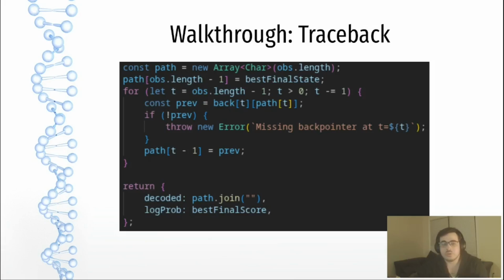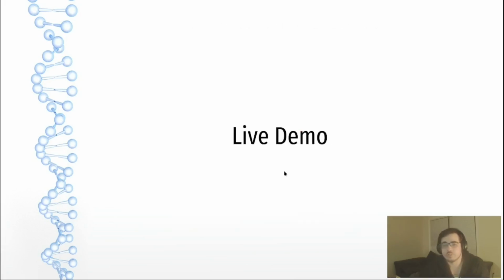Once the final state is known, traceback begins. The algorithm creates an array for the final path, places the best final state at the end, and then walks backward through the back pointer table. At each step, it follows the stored predecessor and fills in the previous position and the path. When that process reaches the beginning, the full decoded sequence has been reconstructed.